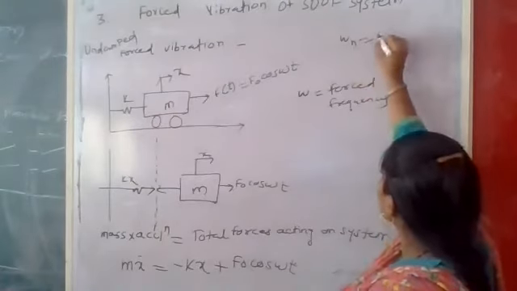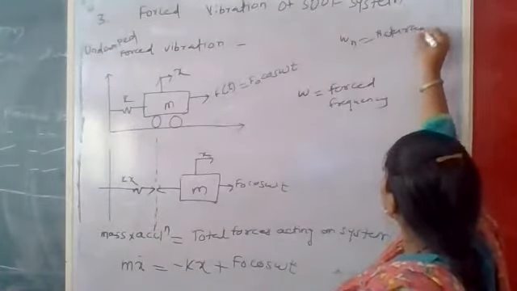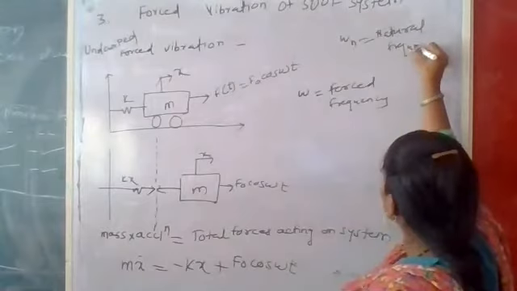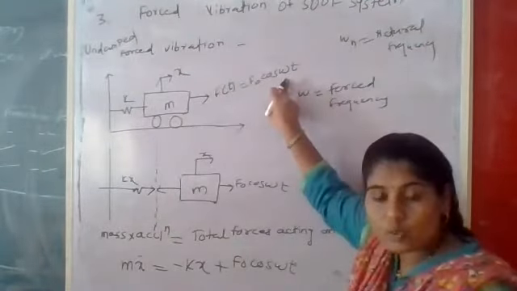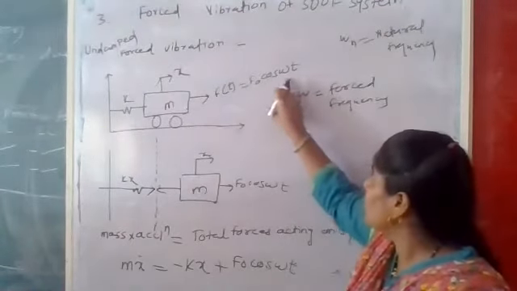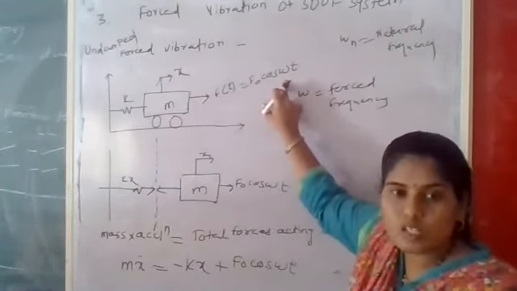What is this omega n? Omega n is the natural frequency. What is meant by this? Omega n is equal to the natural frequency. But in this term, F naught into cos of omega t, what is this omega? Omega is the forced frequency.